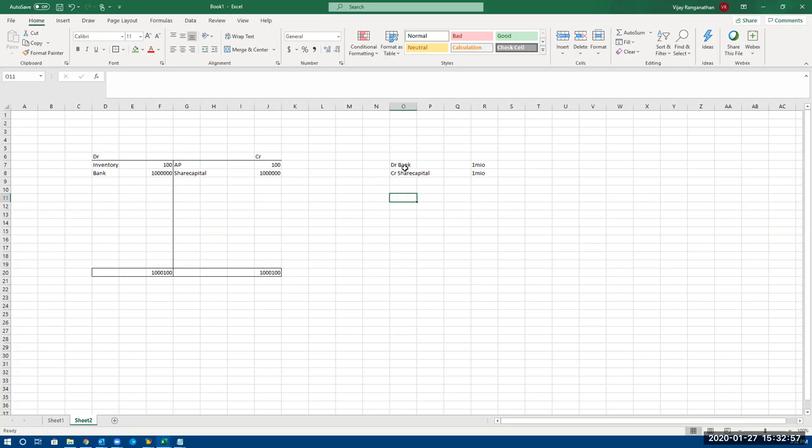Okay, let's take another entry. You have the bank now, you have the share capital now. You have the money in the bank. So you have a business. What do you do next? Invest the money. Buy materials, machinery, and everything. Correct. So you buy machinery. You debit machinery, and then you credit the AP. Correct?